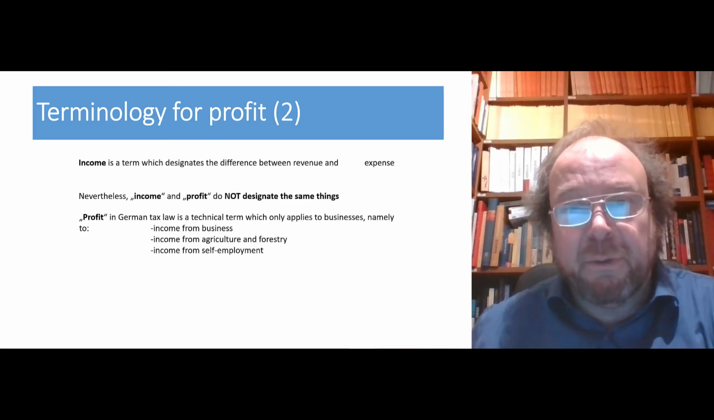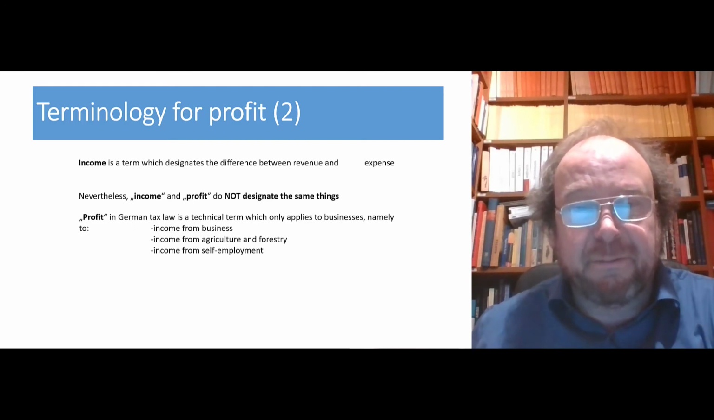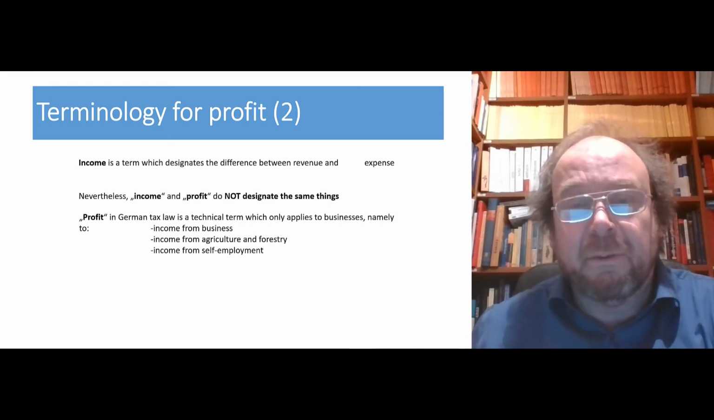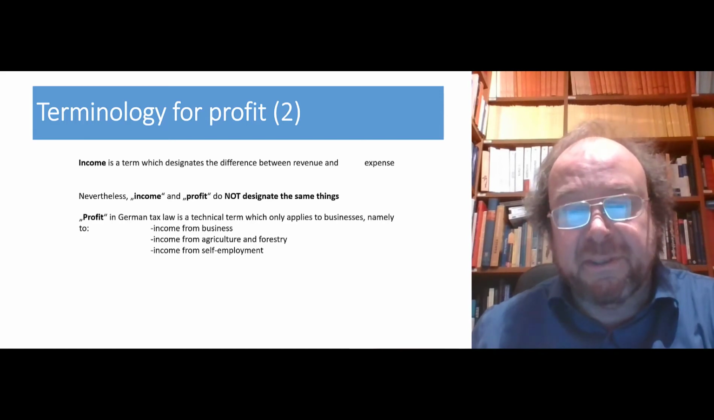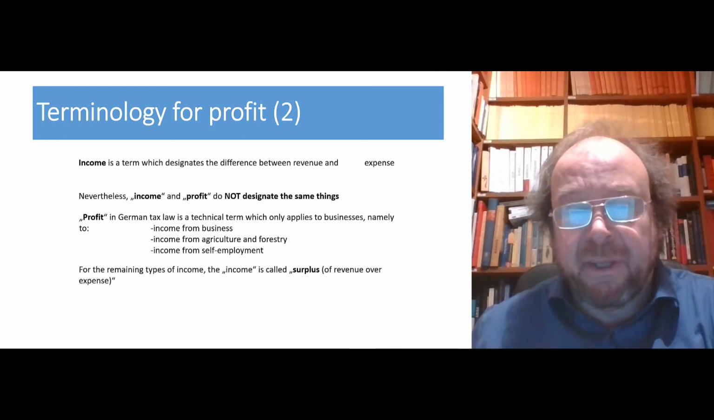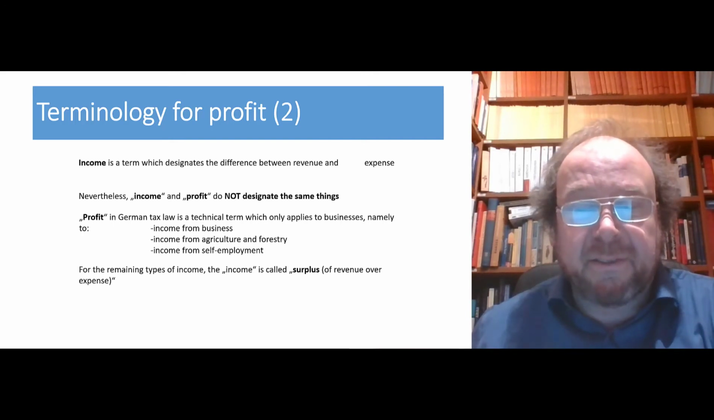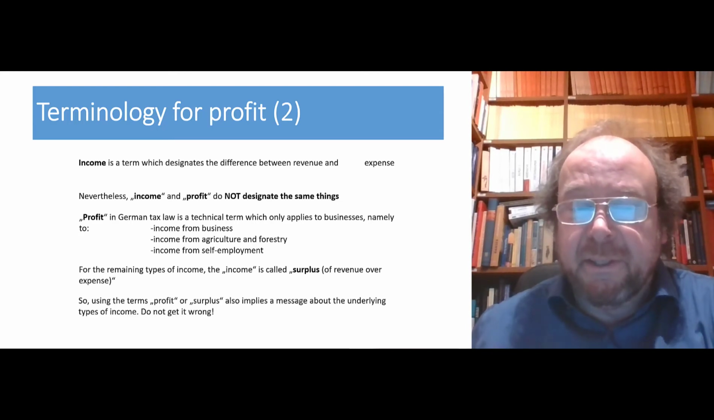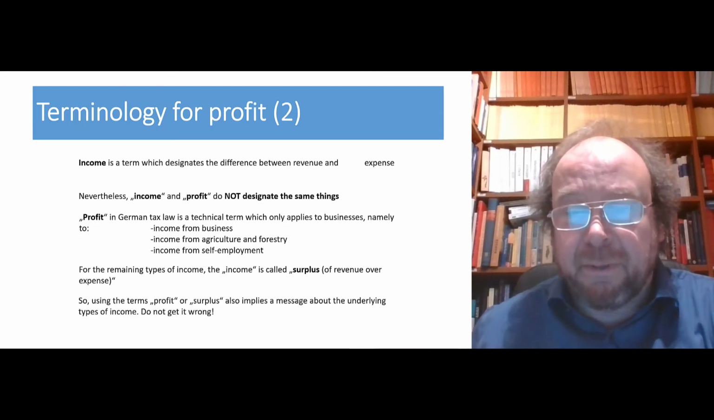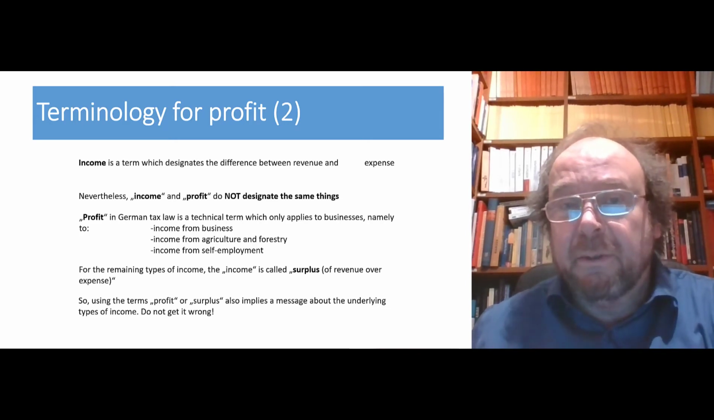Everyone who is their own boss has in principle income from business, and if you then qualify for agriculture or for self-employment, that special rule replaces and overrides the business rules. So three types of income, but all the same stuff. For all the remaining types of income, so numbers 4 to 7, the income was called surplus of revenue over expense. So using the terms profit and surplus also implies a message about the underlying types of income. So do not get it wrong.